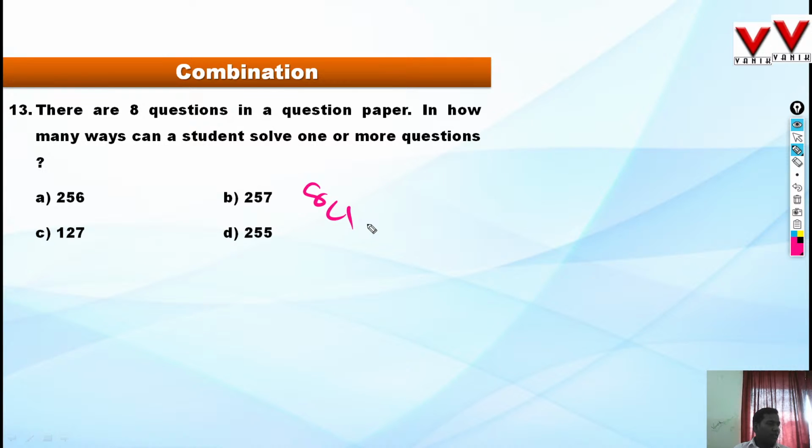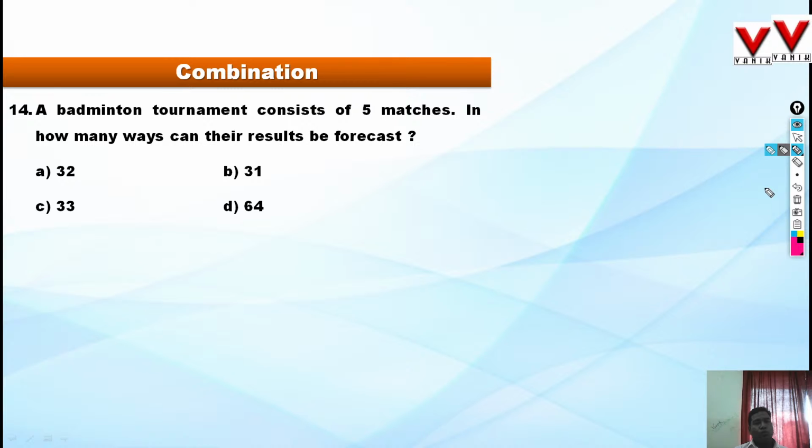A badminton tournament consists of 5 matches. In how many ways can the results be forecast? 2 to the power 5. 2 into 2 is 4, 2 is 8, 2 is 16, 2 is 32. Sorry, 32. 2 to the power 5, it is 32.